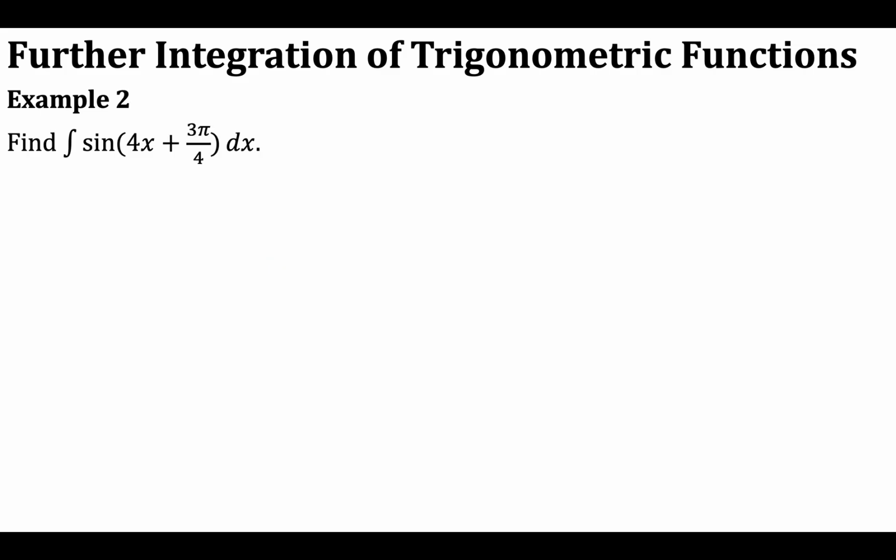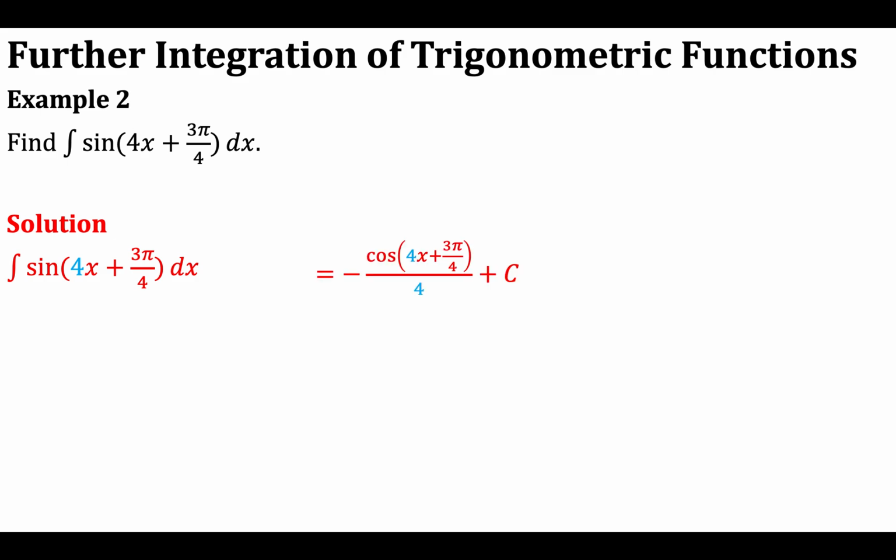Okay, example 2 then. This time we want to find the integral of sine of 4x plus 3 pi over 4 with respect to x. So again, you can see the coefficient of x here is 4, so that will obviously serve a purpose in a moment when we integrate. And when we integrate sine, we get negative cos. So the integral here will be negative cos of 4x plus 3 pi over 4, all over 4, plus our constant of integration, because we have an indefinite integral. And again, that's our final answer.